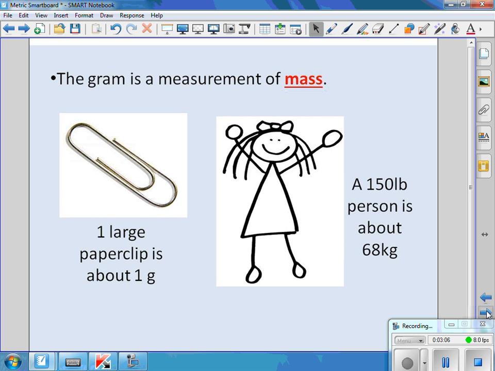Not a lot of stuff. So if we look at about a 150-pound person, we're looking at about 68 kilograms. Kilogram is 1,000 grams. So when you're trying to determine weight versus mass, kind of a little bit better. The numbers look a little bit better when you're taking the mass because they'll be a little bit lower.